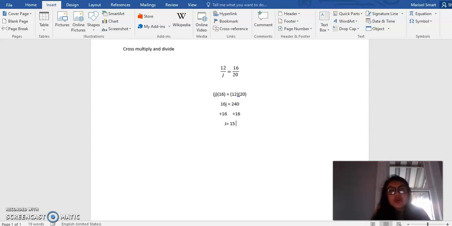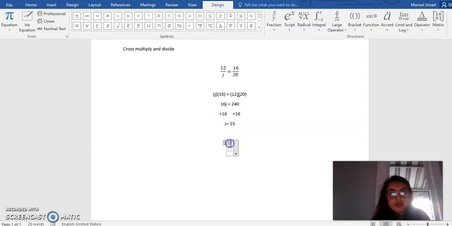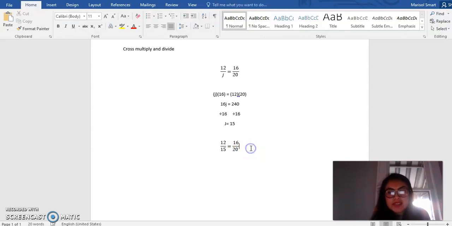You may ask yourself, what's one way I can check my work? We know that j is 15, right? So we're going to put 12 over 15 and 16 over 20, and I'm going to see if they're equal. That's how I know they're proportional, if they're equal ratios.